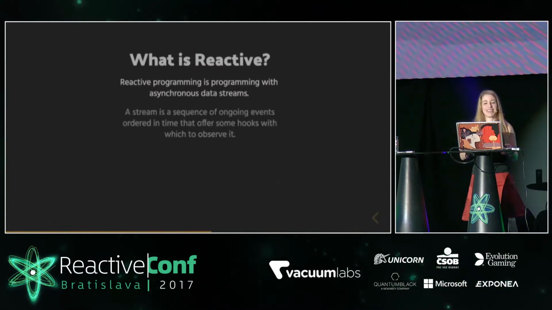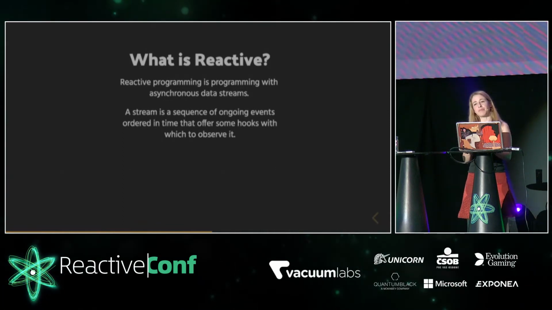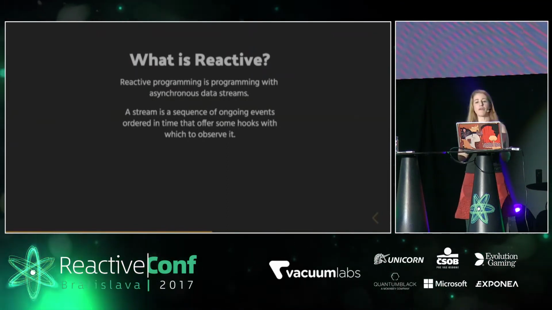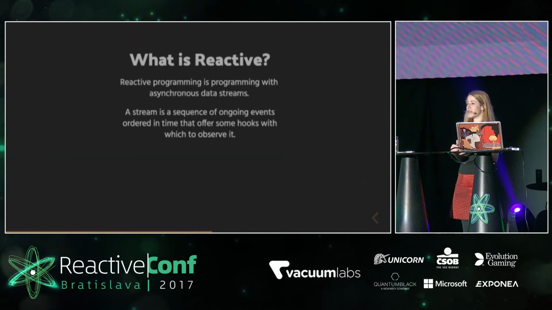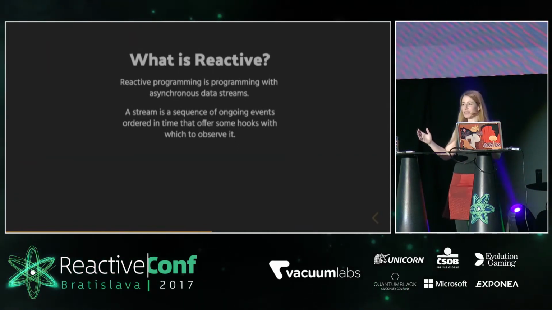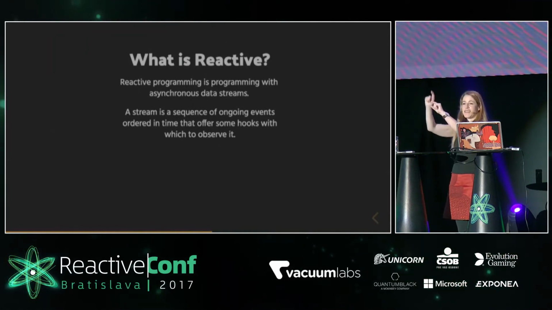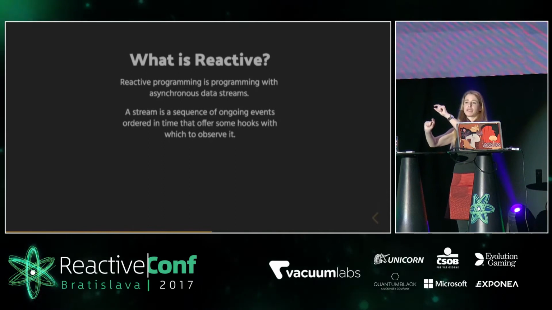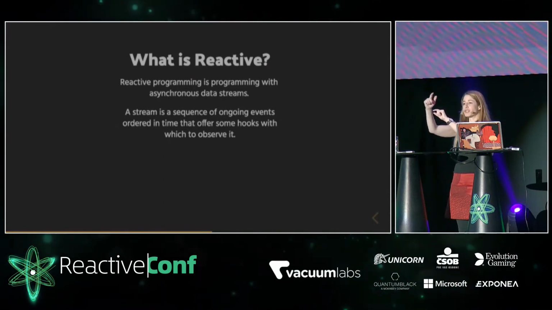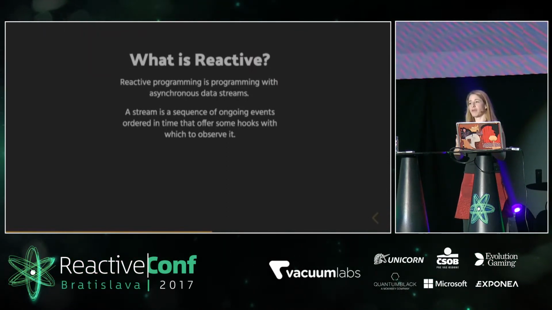Okay, what? All right, so here's another definition. A stream is a sequence of ongoing events ordered in time that offer some hooks with which to observe it. That is a little bit more clear. I think the example that almost everybody uses is an Excel sheet. If you have one cell and another cell, and you want the sum of those to appear in another cell, you can change the value of the first one, and it automatically updates in that sum. And that's reactive programming.